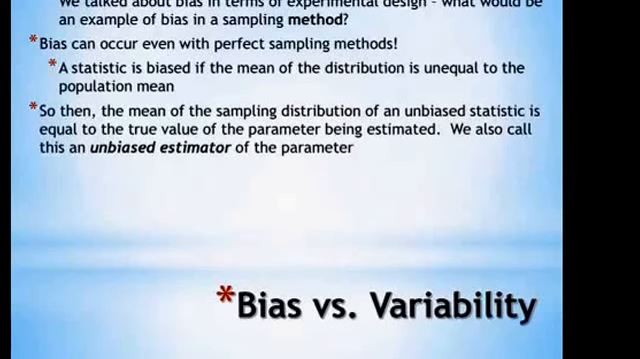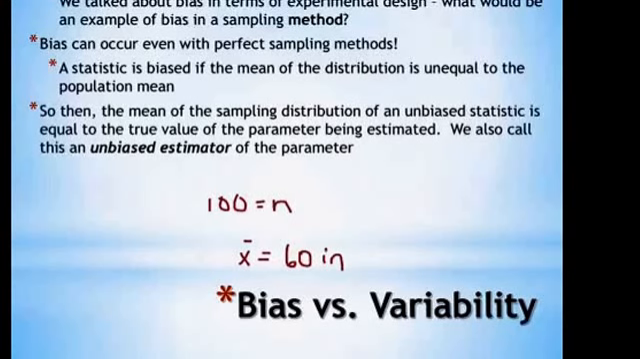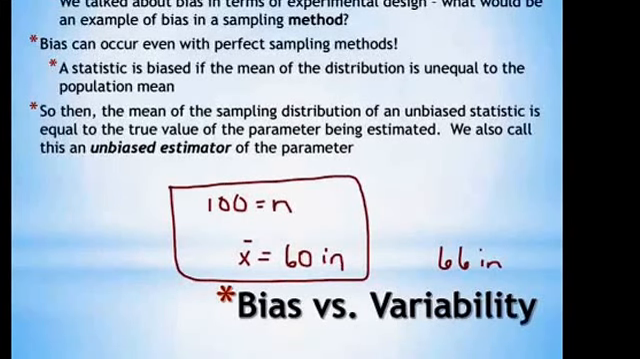So let's say I take a sample of 100 women, and I take their heights, and their heights are all around, let's say, 60 inches. But let's say we know the population to be around 66 inches. Well, this sample is biased even though I took a random sample. The way I sampled these 100 women was perfect. But because 60 inches is so far away from 66, it's biased, and that's something we can't control.